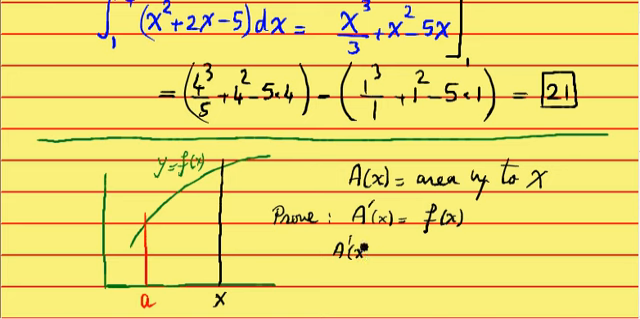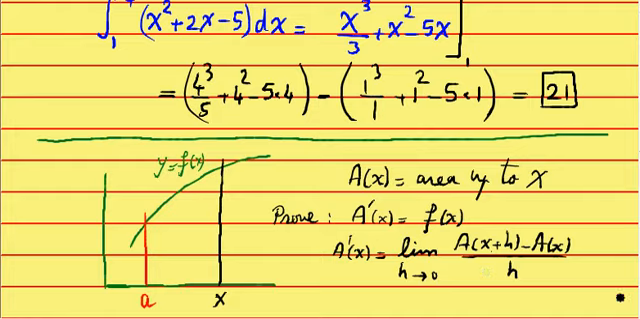A prime of x, from the very beginning of Calculus 1, means you are taking the limit of A of x plus h minus A of x over h. So if you remember the very first week of calculus, that's what we do over there. We learn about differentiation. Now the magic is doing this differentiation on this picture, understanding what this means on this picture.